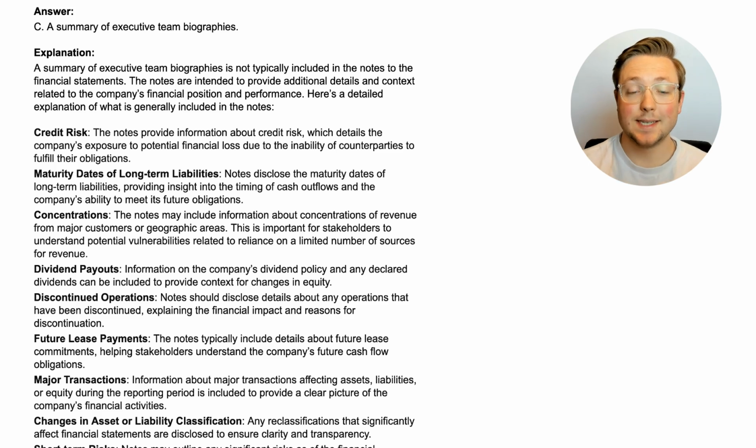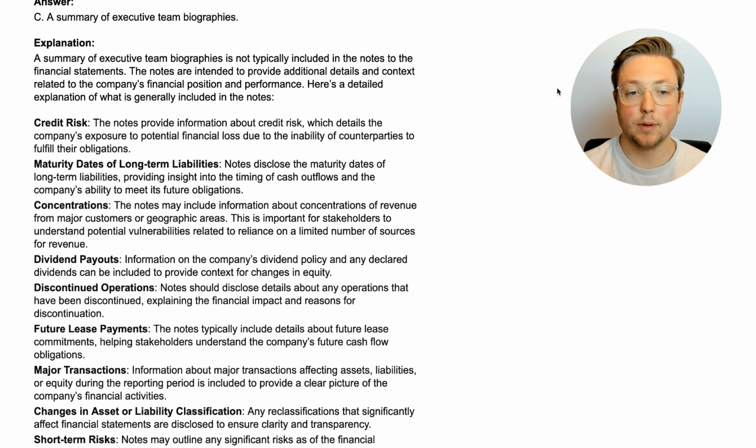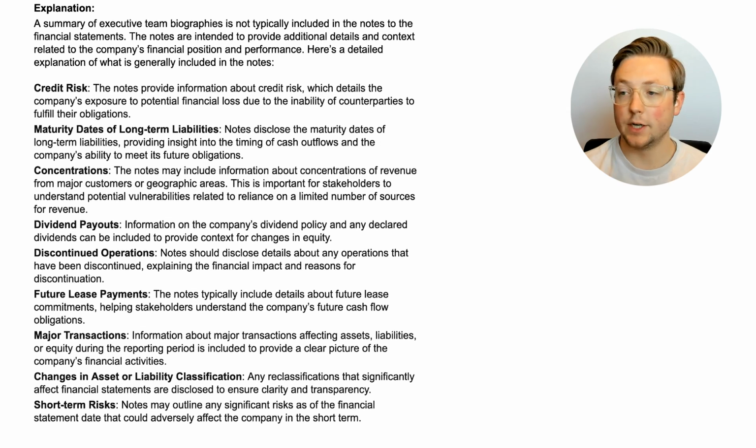All right, the answer is C, a summary of executive team biographies. This is something that you probably wouldn't include in the notes. And now that we see that answer, let's scroll down just a little bit more so that we can see the full explanation here. A summary of executive team biographies is not typically included in the notes to the financial statements. The notes are intended to provide additional details and context related to the company's financial position and performance. Here's a detailed explanation of what is generally included in the notes.